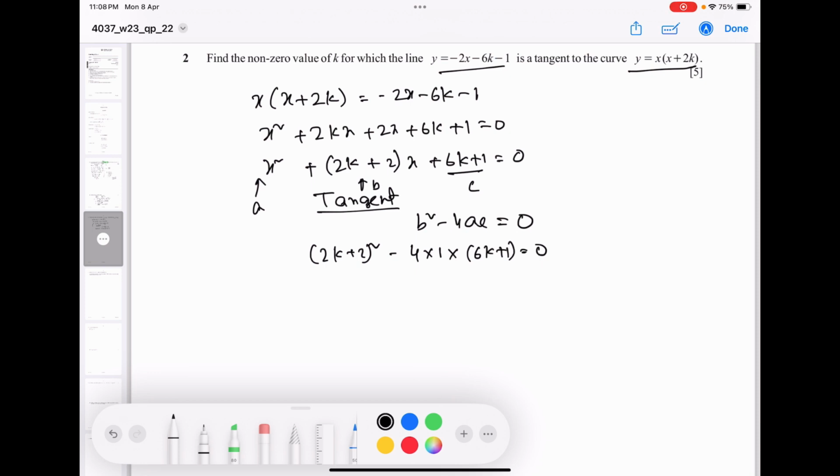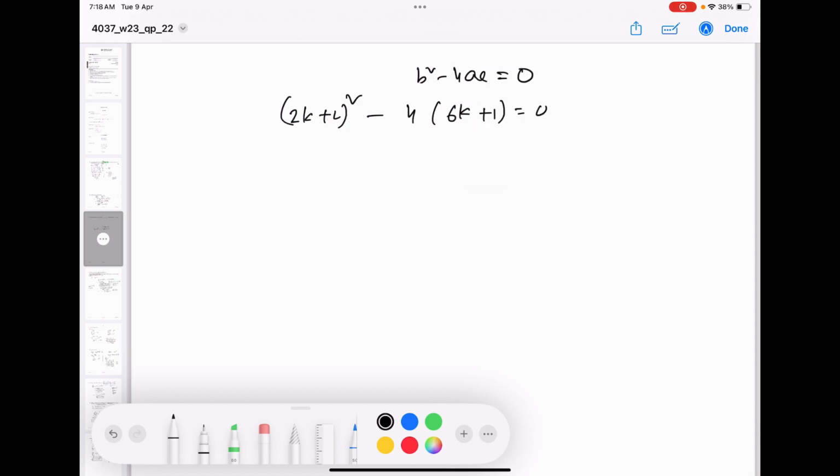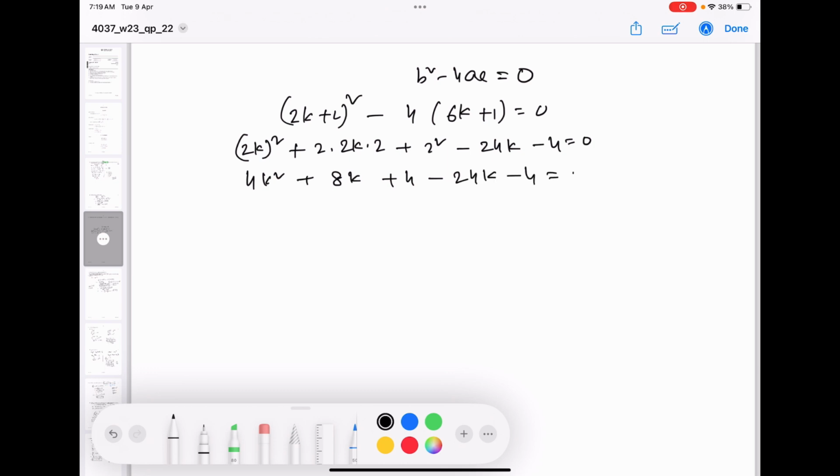It's very good maths to solve. Okay, then apply the formula: 4k squared. Now for (a plus b) whole squared, we can apply the formula: (2k) squared plus 2 times 2k multiplied by 2, plus 2 squared, minus 4 sixes are 24k, minus 4 equals 0. Let us simplify this: 4k squared plus 8k plus 4 minus 24k minus 4 equals 0.